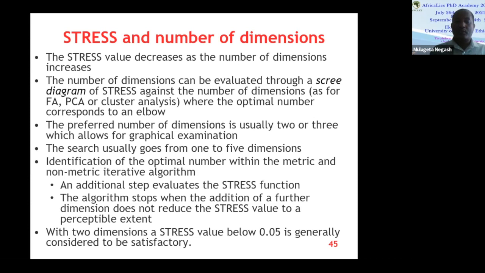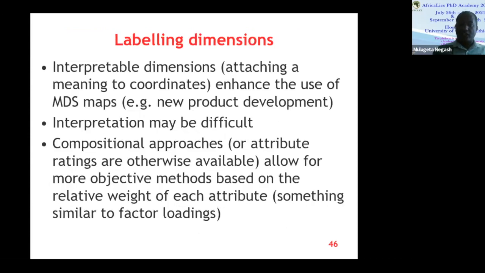Identification of the optimal number is within the metric and non-metric iterative algorithm. An additional step evaluates the stress function. The algorithm stops when the addition of another dimension does not reduce the stress value to a perceptible extent. With 2 dimensions, a stress value below 0.05 is generally considered to be satisfactory.